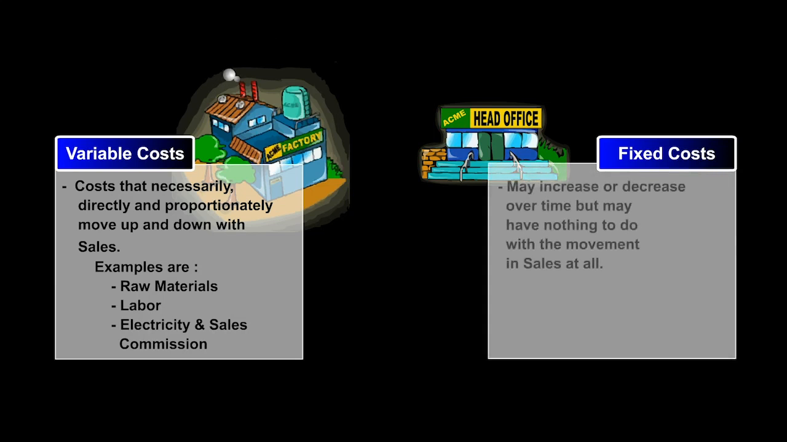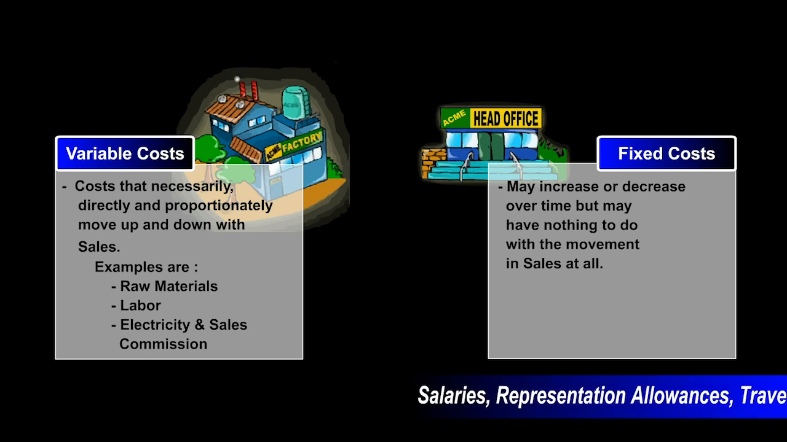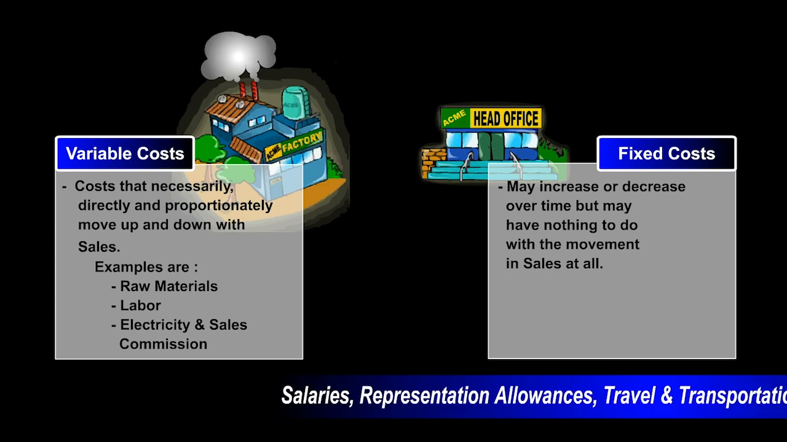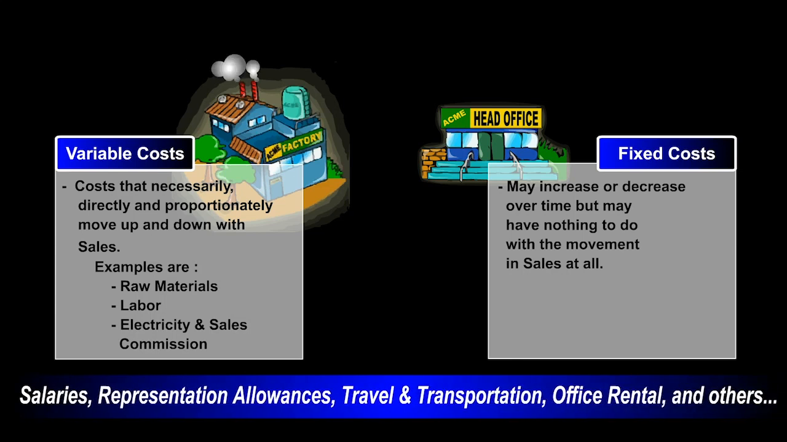Fixed costs may increase or decrease over time, but may have nothing to do with the movement in sales at all. For example, salaries, representation allowances, travel and transportation, office rental, and others can escalate, but their doing so does not make them variable costs, since they are raised or lowered purely on the discretion of management. They are essentially fixed costs.